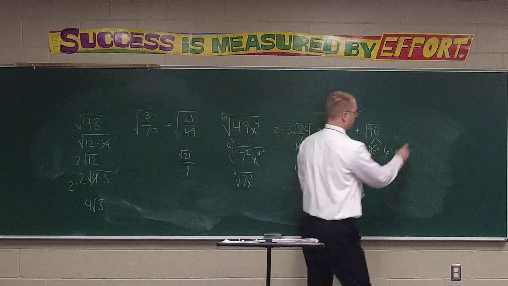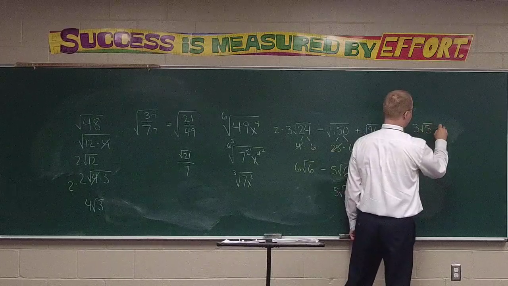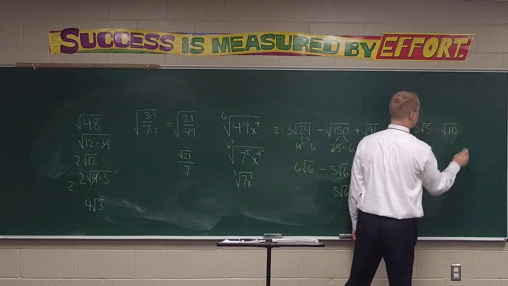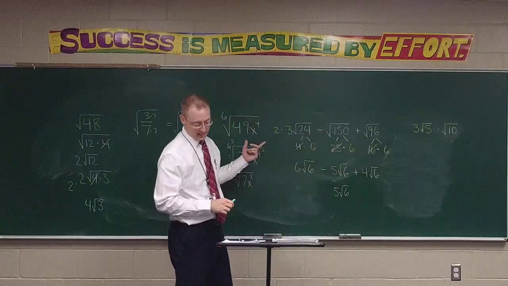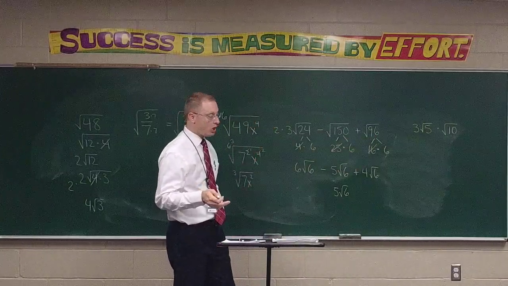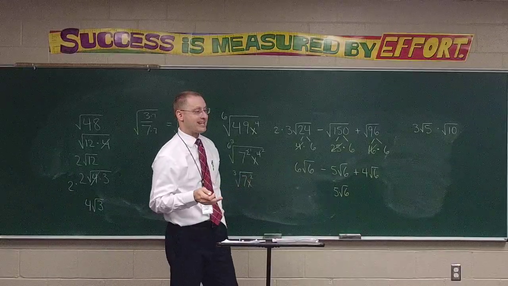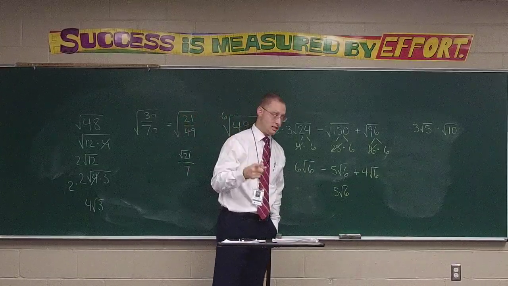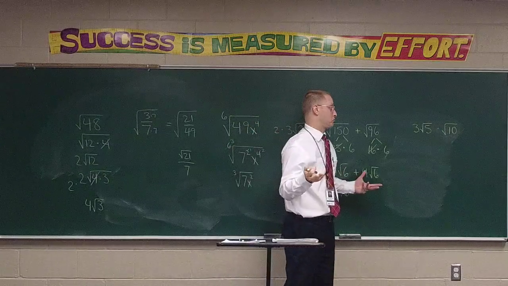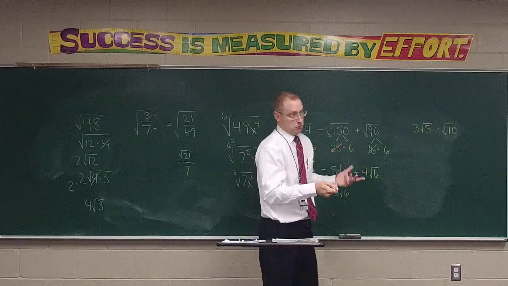If I had, for instance, 3 times the square root of 5 times the square root of 10. These are not similar radicals. But remember, to multiply, they don't have to be similar. All you need to multiply, class, is the same index. And they have the same index. So I just multiply. And what do I get, Maddie?